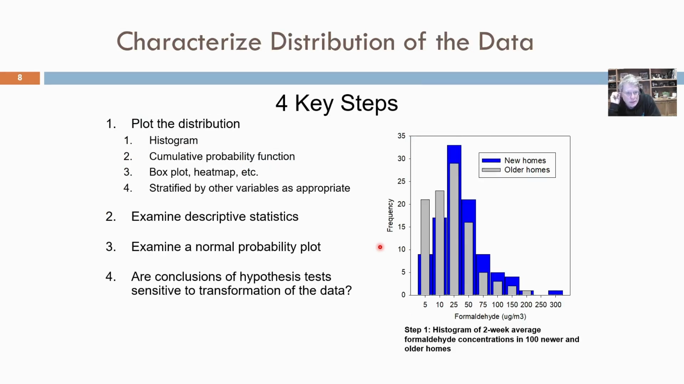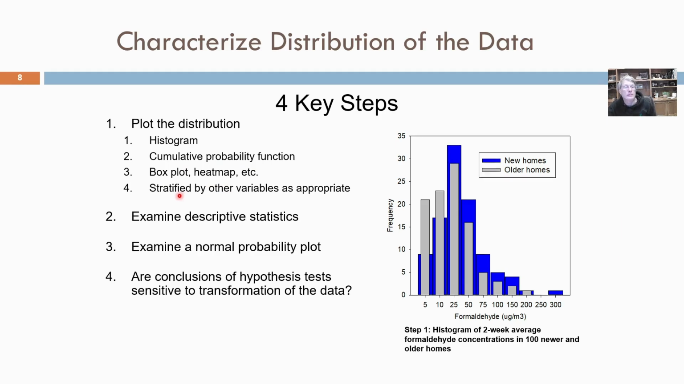So first, let's take a look at characterizing the distribution of these data. Well, I recommend keeping 4 key steps in mind. One is to plot the distribution, which again is already done. The histograms are shown here on the right. Other types of plots can be useful too. That blog post that I mentioned a couple slides ago is one place to go for ideas. Here are a couple others. Could be a cumulative probability function, box plot, heat maps, etc.